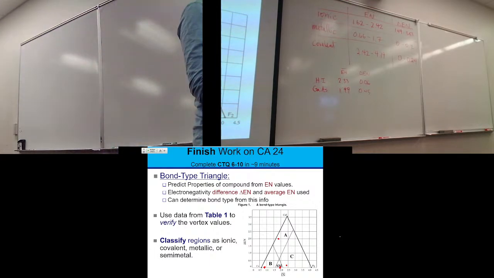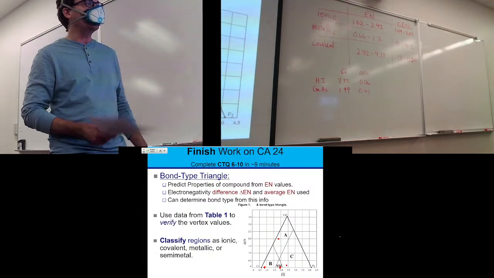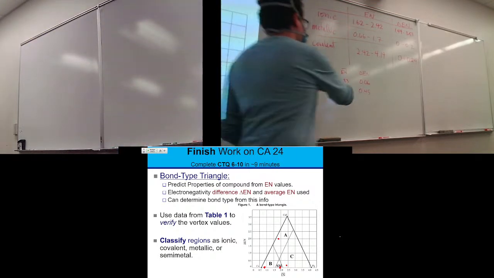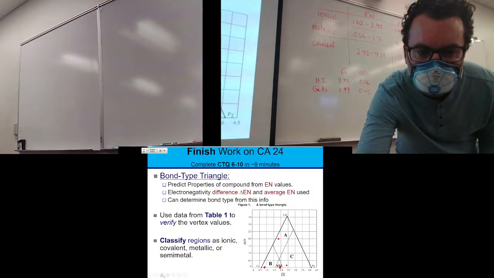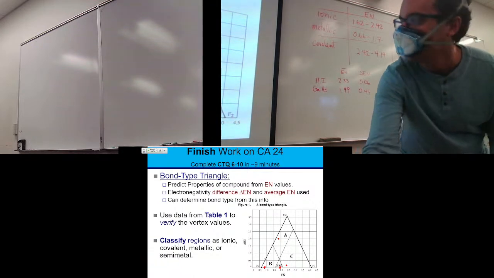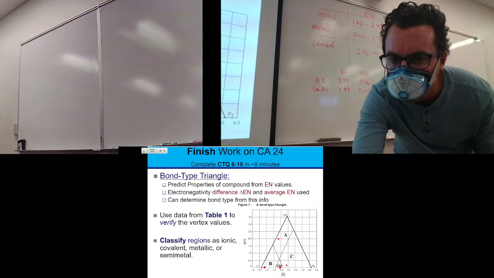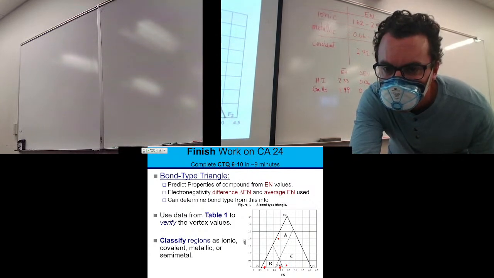Now, 9. Let's figure out the bonding for HI and gallium arsenide. HI was 2.33, 0.06. Let me try a different color, maybe blue. 2.33, 0.06. That's there, right around there. 0.06, so barely above the line.